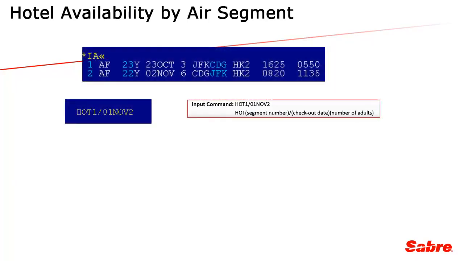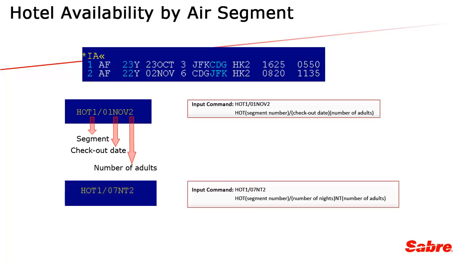Use the following format: HOT, the segment number, in this case 1, / checkout date, which is November 1st, followed by the number of adults, in this case 2. You can also request availability by including the number of nights instead of the checkout date using the following format: HOT, the segment number, / and the number of nights, in our example 7, and T, which means 7 nights, and the number of adults.